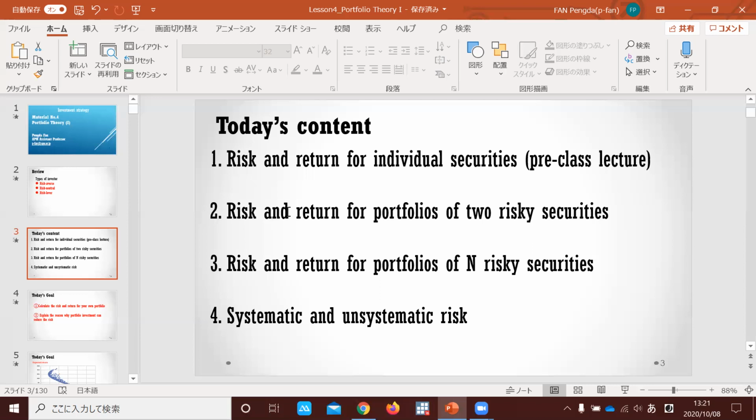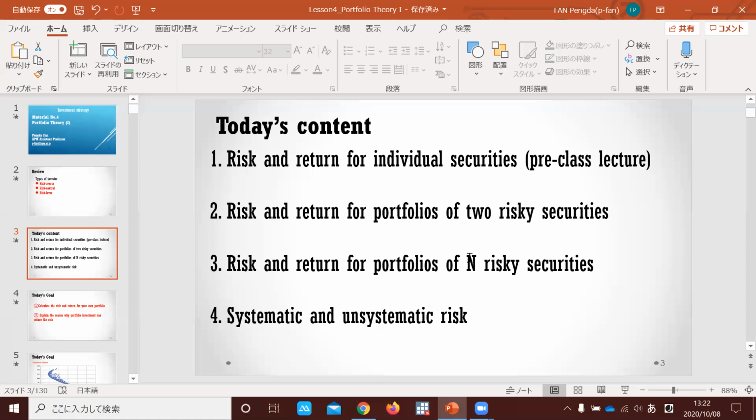After we finish step 2, we move on to step 3. We don't need to limit the number of assets we include in our portfolio, so we can have as many assets as possible. It is represented by N here. So we can include many assets. If this is the case, what is the risk and expected return for your portfolio?